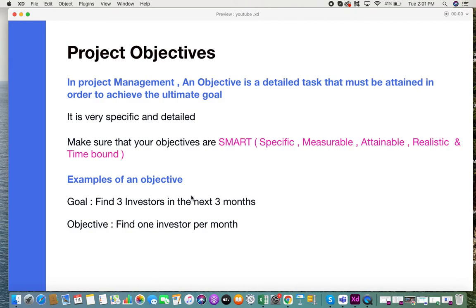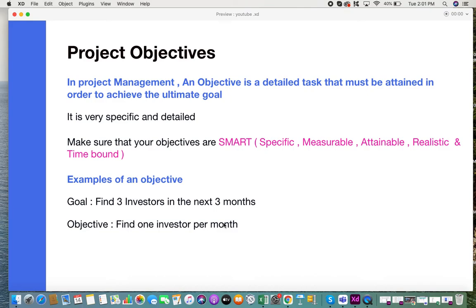Here is an example of an objective. Let's take the example of the goal that we defined, which is find 3 investors in the next 3 months. Having this as a goal, what would be my objective? My objective would be: find 1 investor per month. So whenever you have a goal, you need to break it down into different segments, which are called objectives. Every objective needs to be completed in order to achieve your goal. That's the difference between objectives and goals, and how you create them.